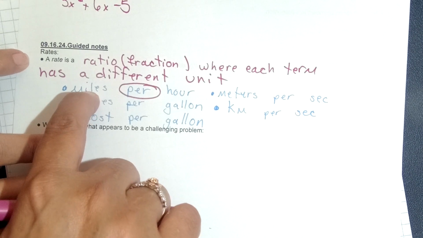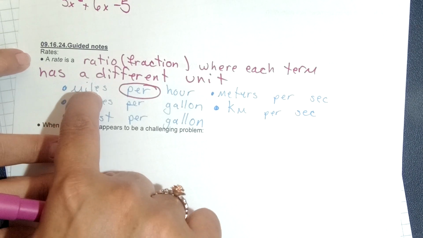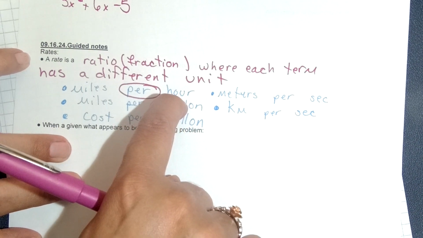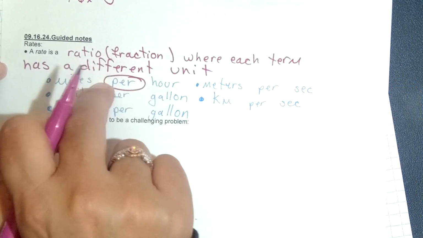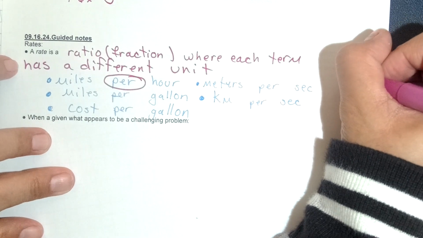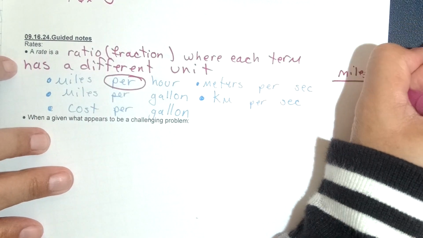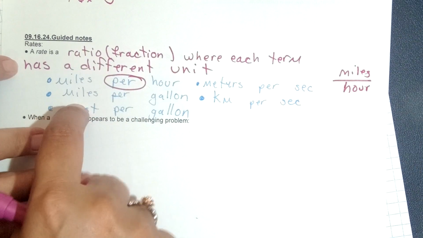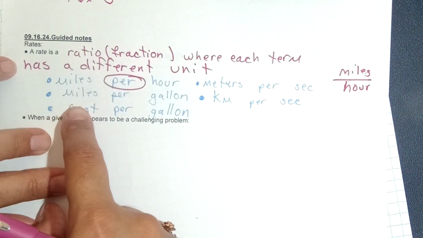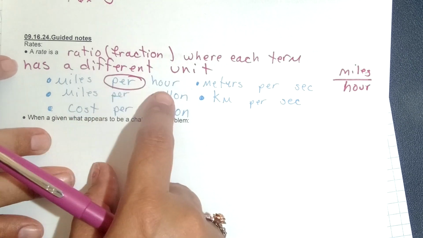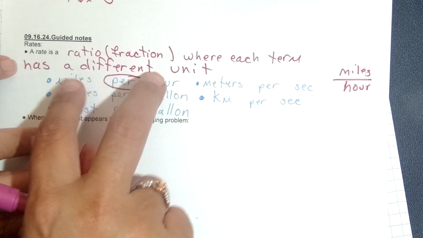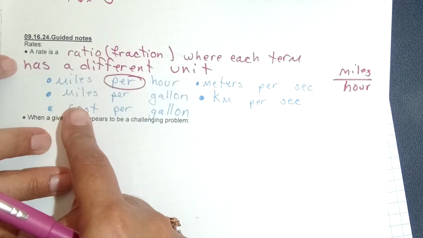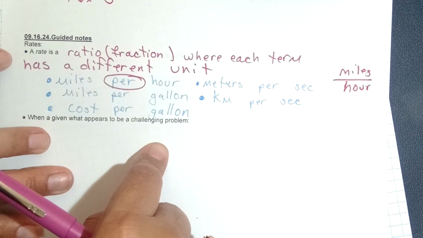The units on the left are the numerator units, and the units on the right are the denominator units. So if I were to write this as a fraction, it would be miles per hour. The left is the numerator. We all know the numerator is the top, right? Denominator is the bottom. So all of these on the left will be in the numerator. All of these on the right would be in the denominator.